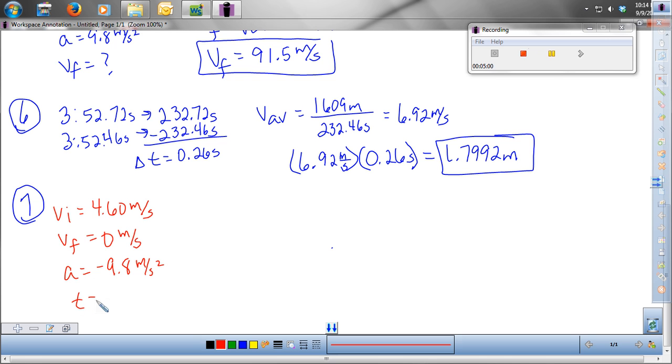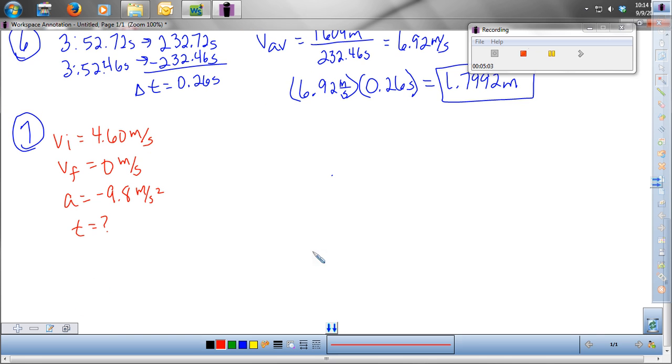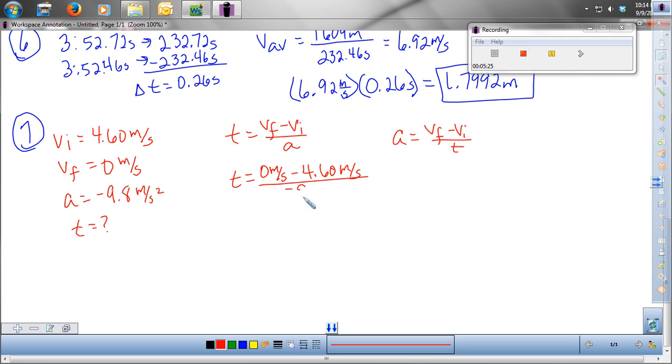So basically we're looking to see how long did it take for the ball to reach its highest point. So time is equal to VF minus VI over A. And I got that from A is equal to VF minus VI over T. I rearranged it. So 0 meters per second minus 4.60 meters per second over negative 9.8 meters per second squared. So when I did that, I got that time to be 0.469 seconds.